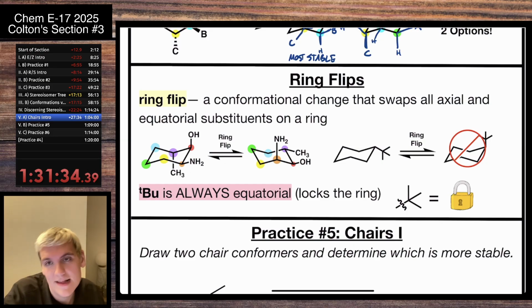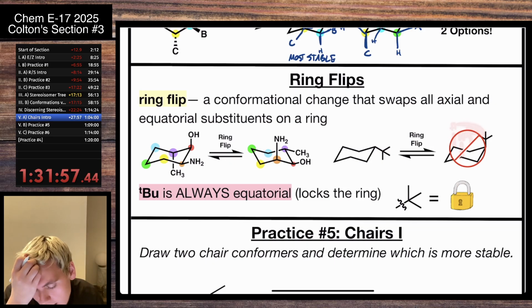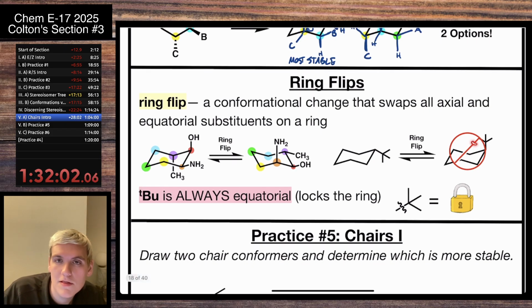From the way I have taught this class in the past, or TA'd this class in the past, we've always told students that tert butyls are always going to be equatorial. They're going to lock the ring. That's because tert butyl groups are so bulky that they are going to bump really heavily into these other axial components. We call this diaxial strain. I'm not sure if I talked about diaxial strain that much in the actual section video. But tert butyl has one of the largest A values, which is our representation for how much energy it costs to put something axial.